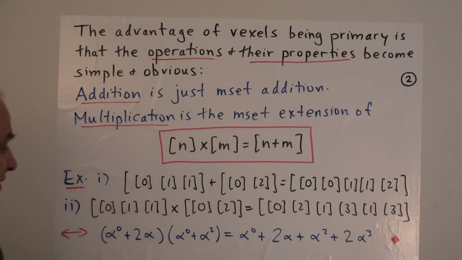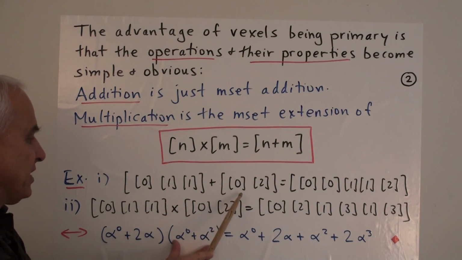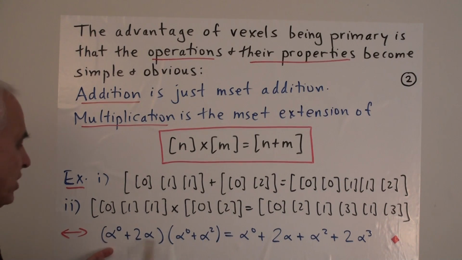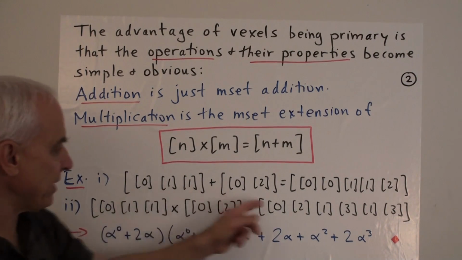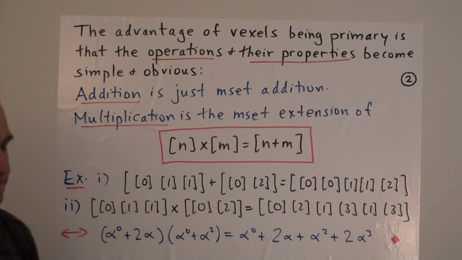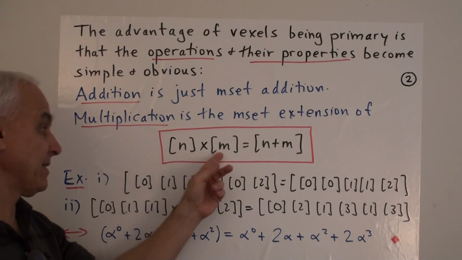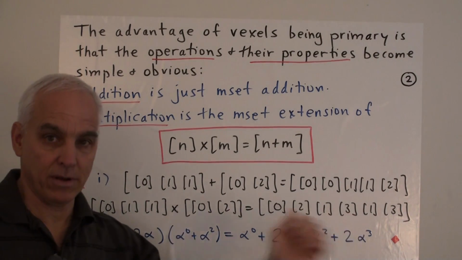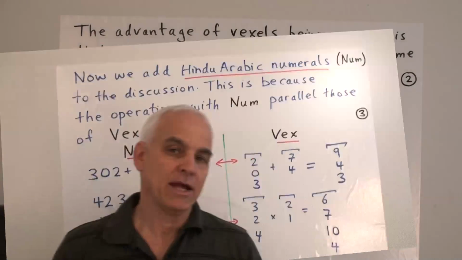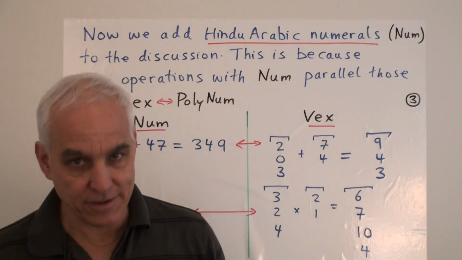Now at the polynumber level, the same kind of thing would be written this way. This thing here would be the polynumber 1 plus 2 alpha, or maybe alpha to the 0 plus 2 alpha to the 1. And this thing here is just alpha to the 0 plus alpha squared. And then the corresponding multiplication is just the usual kind of polynomial multiplication. And it ends up being exactly the same thing as this one here. So this very simple multiplication of singletons really generates the polynomial arithmetic. All right, now we would like to add Hindu-Arabic arithmetic to the situation.